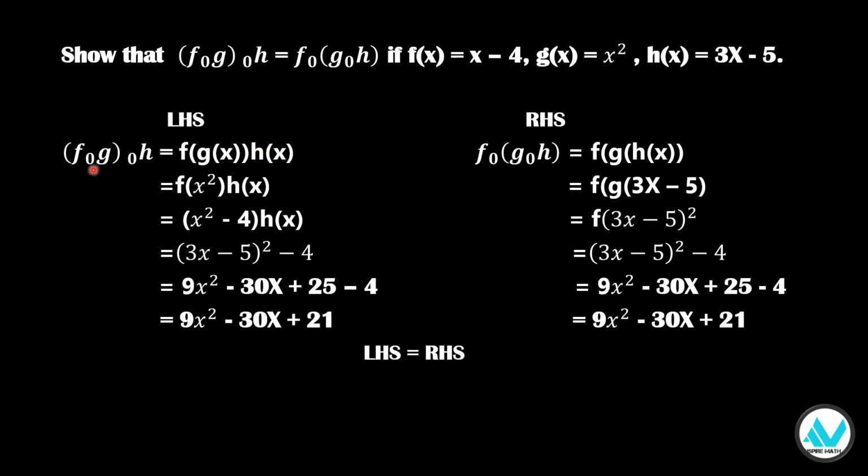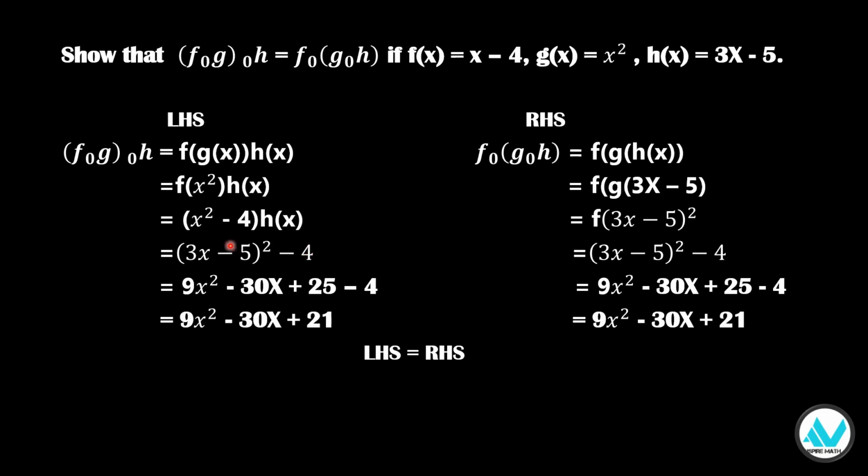Now let me take the brackets first, that is f of g of x, into h of x. Now in place of g of x, I am going to put x square. So f of x square, into h of x. Now f of x is nothing but x minus 4. Therefore x square minus 4, into h of x. Now h of x is nothing but 3x minus 5. So in place of x, I am going to put 3x minus 5. So 3x minus 5 the whole square minus 4.